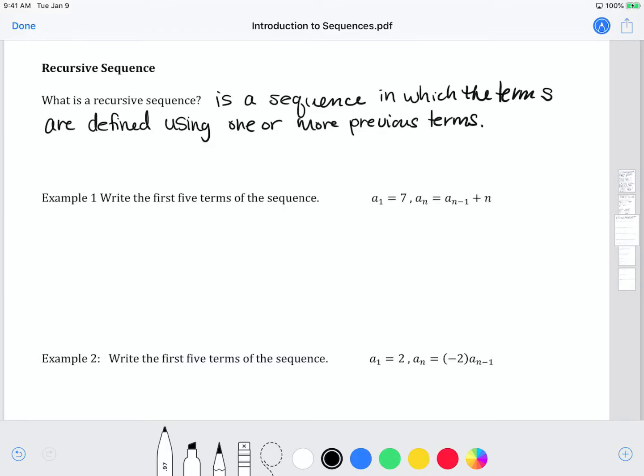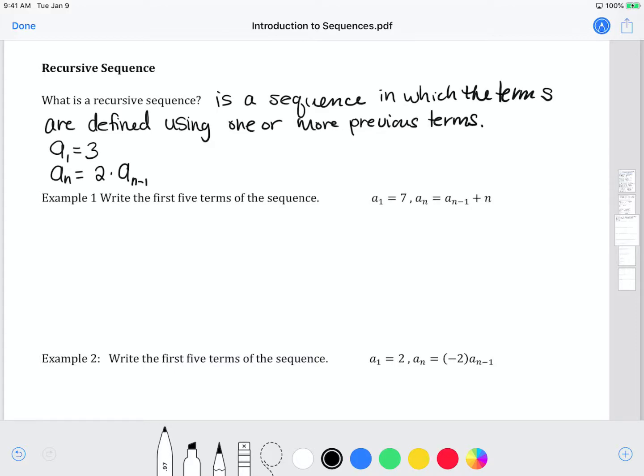And the notation for a recursive sequence will look like this. The first thing it will do is give you at least the first term. For example, it will say A1 is 3. And then it will give you the general, or the nth term of the sequence. But when it defines that nth term, it will use the previous terms in the sequence. So it might say 2 times A n minus 1. So you must use the n minus 1 term in order to find the nth term.